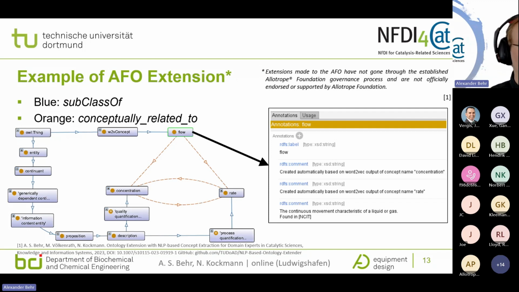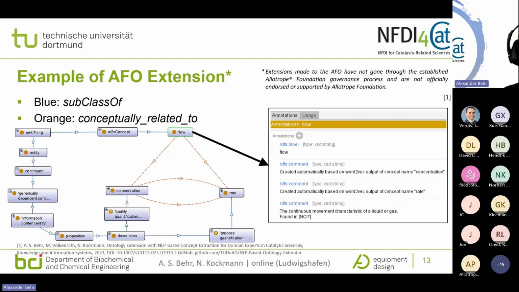So we picked this. And you can see here that the algorithm not only introduced the class flow based on a label it found, but it also introduced the comment that it was created automatically based on the input of the concept name concentration and of the concept name rate. And because of those two automated creations, these relationships here were formed, conceptually related to. So we have now introduced a new class flow that has something to do with the class concentration and has something to do with the class rate, at least based on the textual knowledge that we gave the Word2Vec model to take a look at.